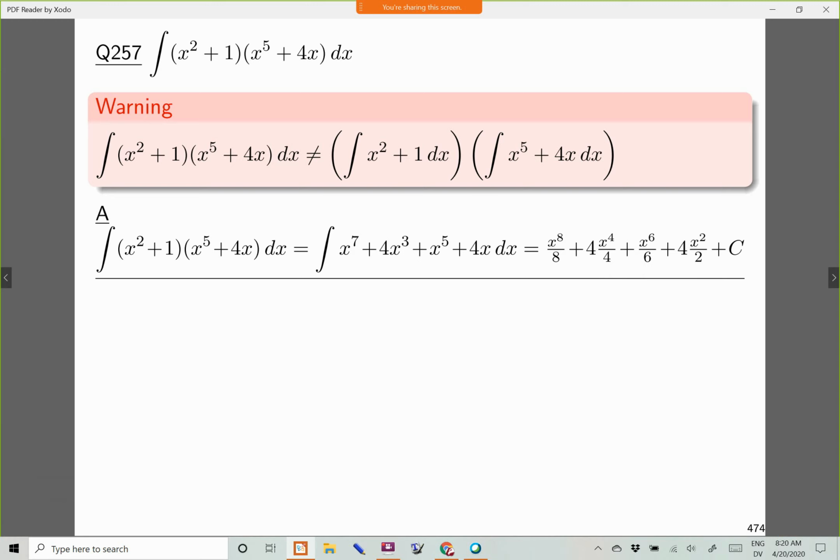So just another way to think of it. Anti-differentiate x to the 5th and you'll get x to the 6th over 6. And then anti-differentiate 4x to the 1 and you'll have 4 copied and then x to the 2 over 2. Of course you can cancel a 2 on top and bottom. And then finally there is a plus C.